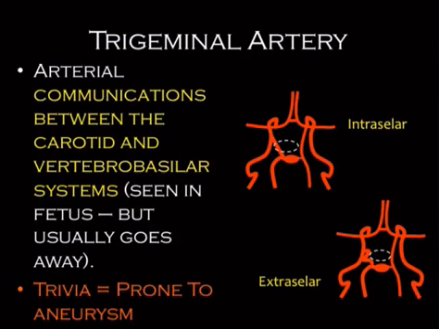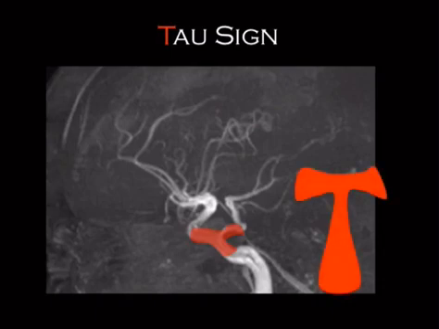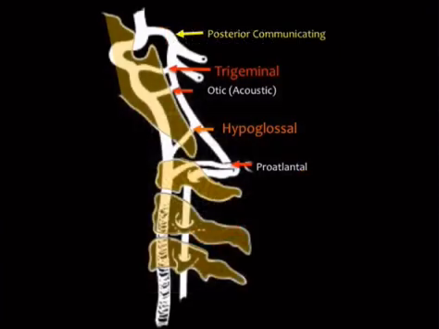Anatomists will describe these things as either intrasellar or extrasellar, depending on their pathway, lateral or medial. Another thing that you need to know is this sign. Anytime there's a sign, it sort of makes it easier for people to show. This here, some people say looks like a T, and that's the supposed tau sign. It's just that vessel coming off from the carotid into the vertebral basilar system.